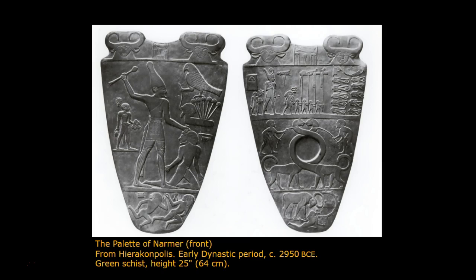So in this palette of Narmer, we can tell who is the king, who are members of maybe his court, and then obviously those that are not as high status: soldiers, slaves, and obviously the enemies.